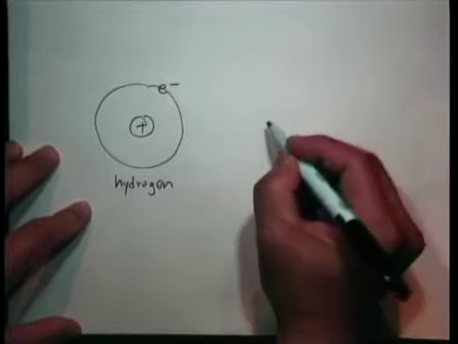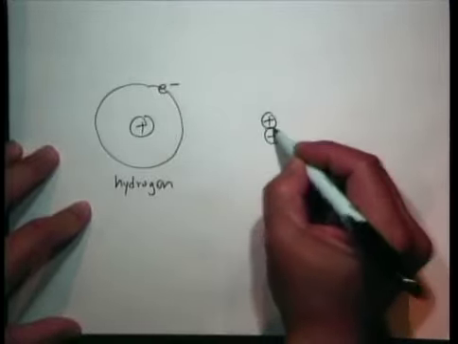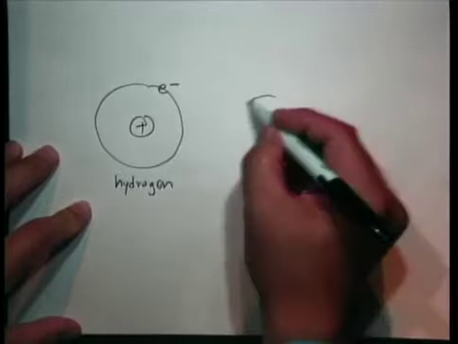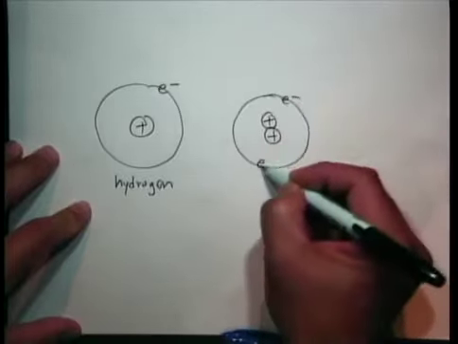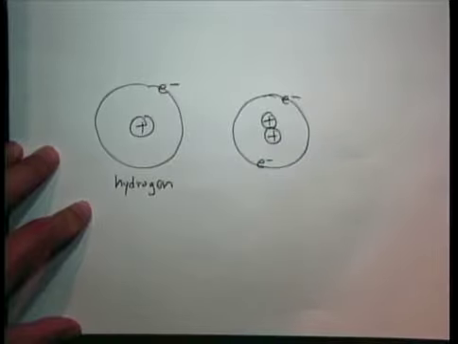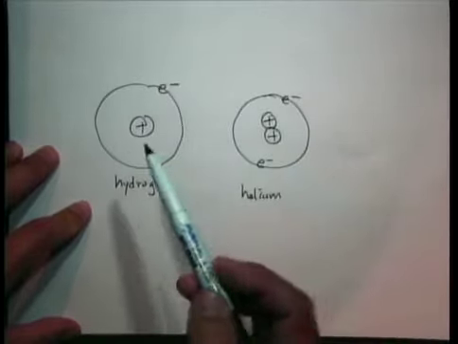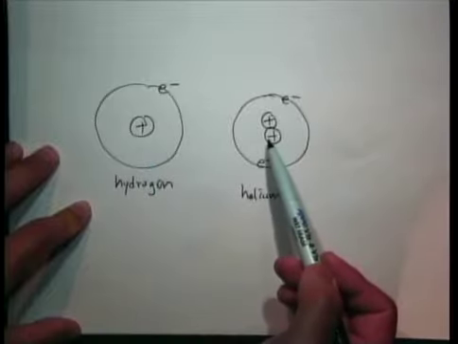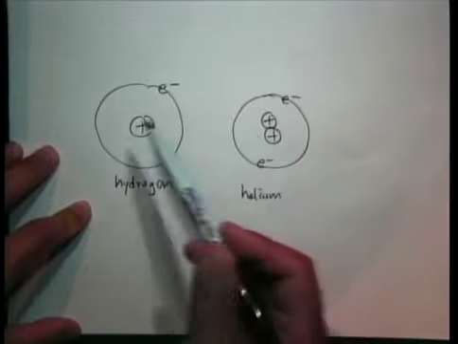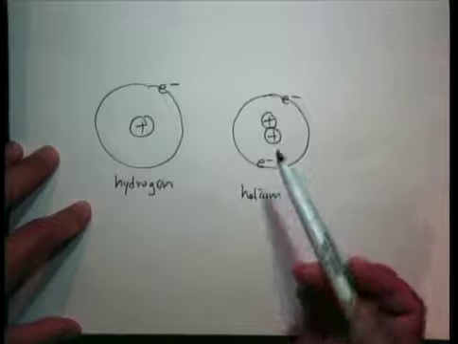Well, what if I now put two protons together? In this case, I can balance this out with two electrons. That would give me my second element. This is going to be helium. So basically, by increasing the number of protons in the nucleus, I can differentiate between these two different elements.